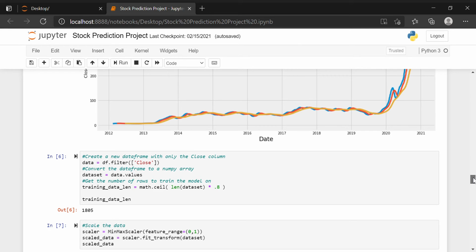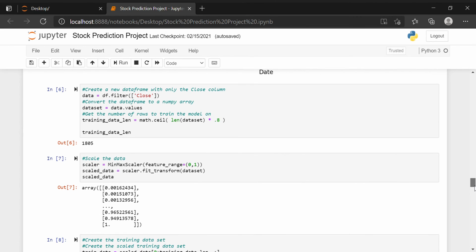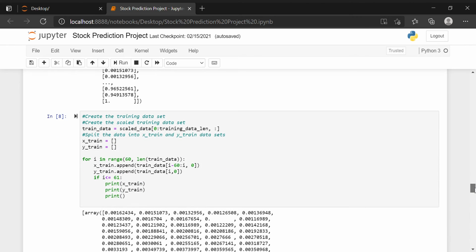Okay, so the main column that was used for the model was the closing price column. So I created a data frame using only the closing column, and then I used 80% of the data for the training and the remaining 20% for testing. So I had to scale the data first so that all the values are from 0 to 1, as you can see here, and then I created the training set.